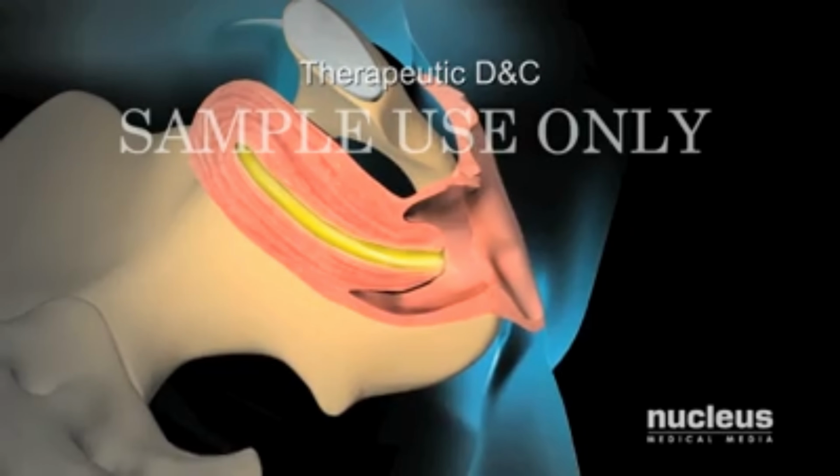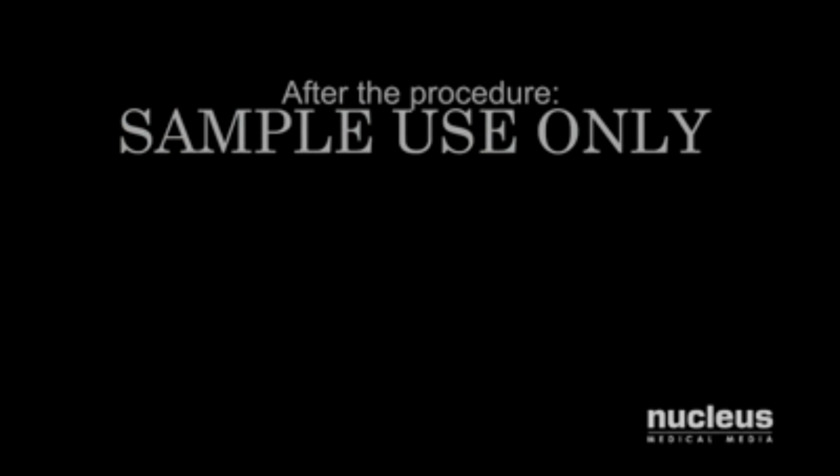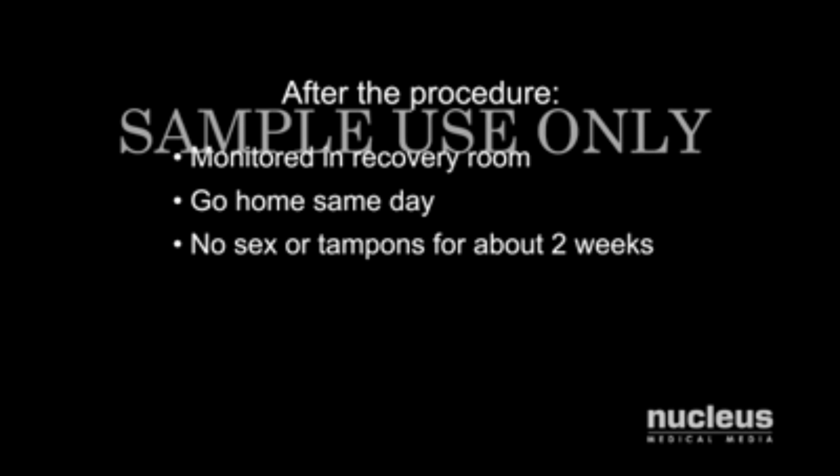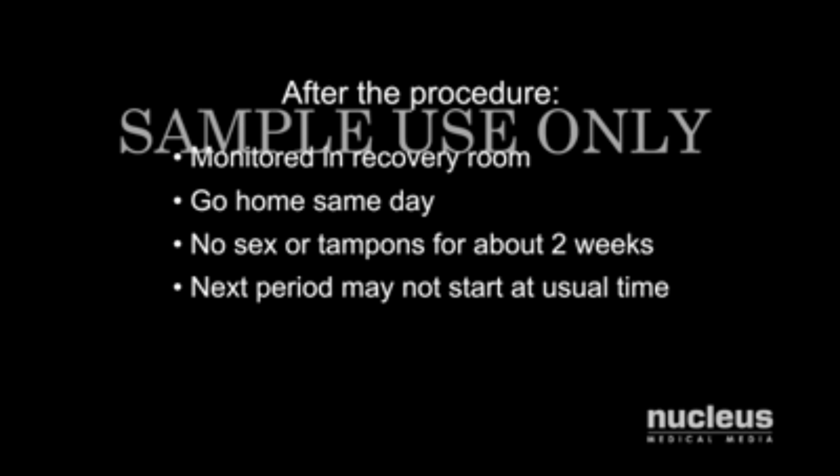After the procedure, you will be monitored in the recovery room for a few hours before you can go home. To prevent infection, do not have sexual intercourse or use tampons for about 2 weeks or until your doctor says it is safe to do so. Since your uterus will need to generate a new lining, your next menstrual period may not occur at the regular time.